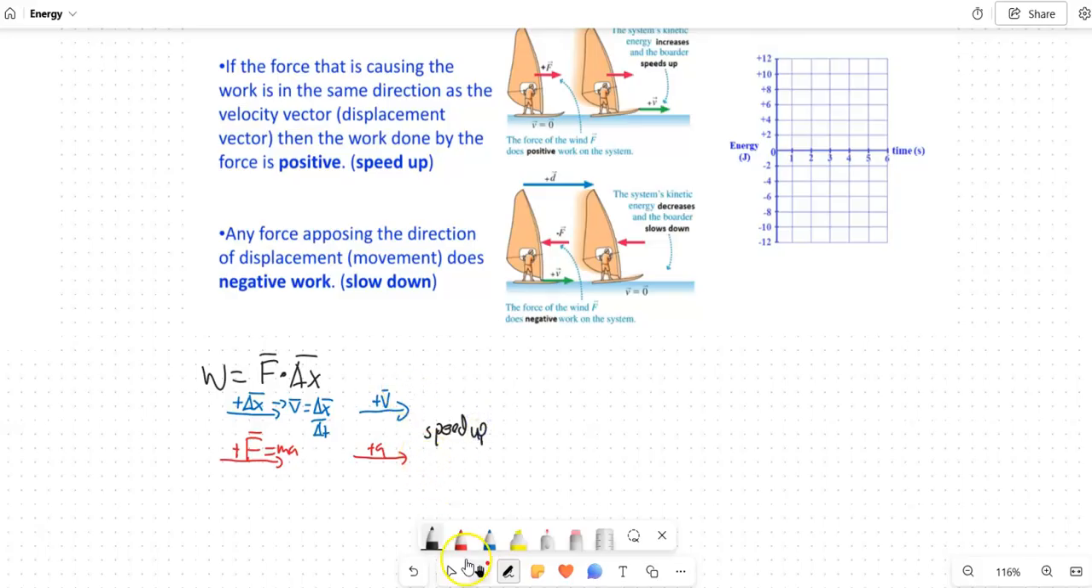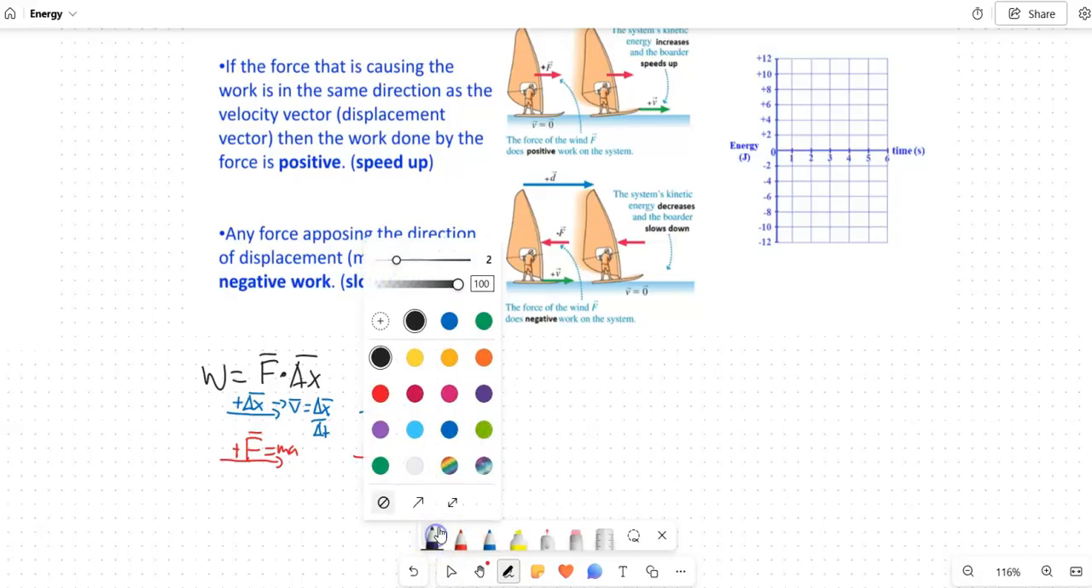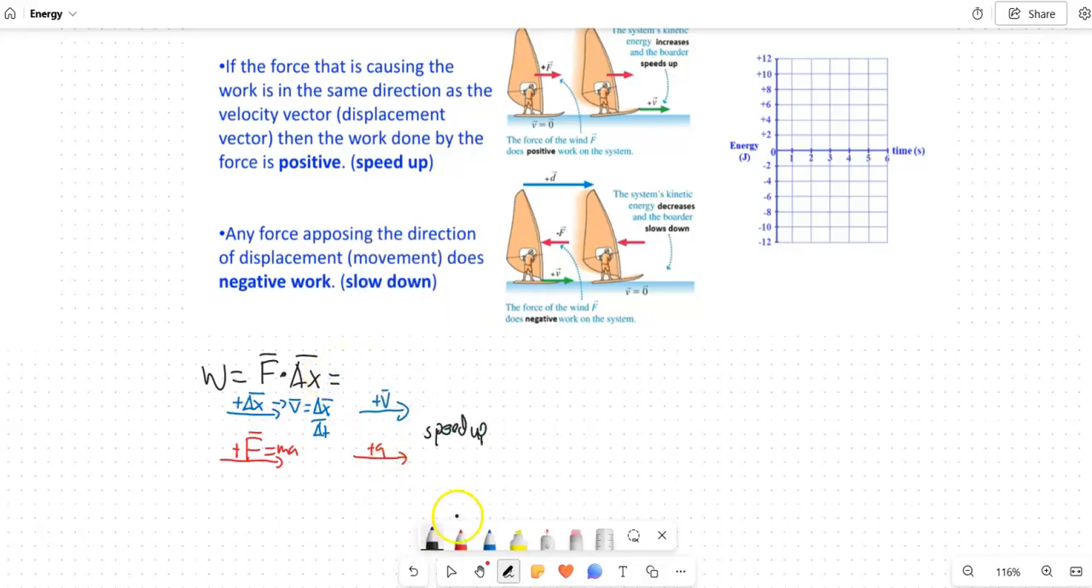Okay. In other words, when we talk about its work over here, we're going to have a positive force times a positive displacement.